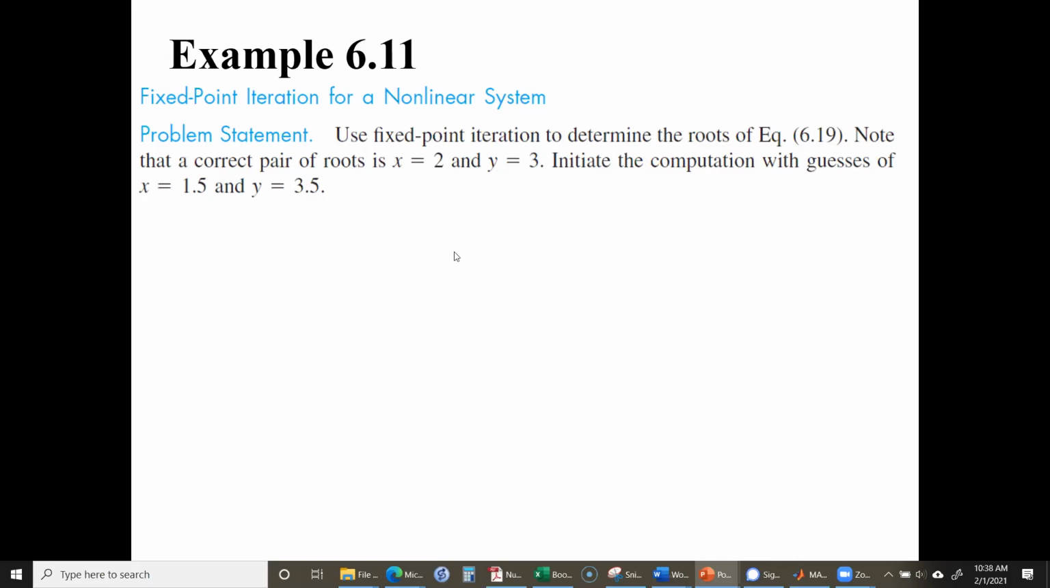Then it will be easier to understand. So use the fixed point iteration method to determine the roots of equation 6.19 so that the correct pair of roots is x is equal to 2 and y is equal to 3. Initiate the computation with the guesses of 1.5 and 3.5. So we have these two equations. Suppose we have these two equations and we want to find their solution.